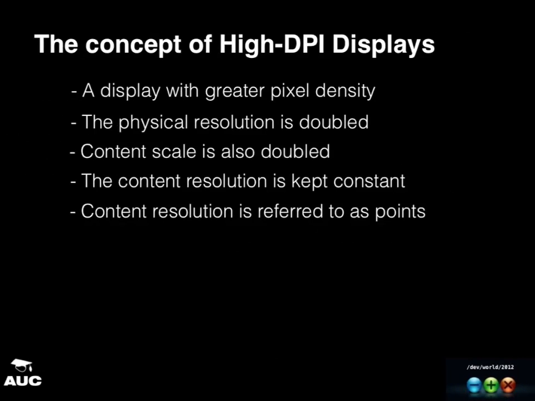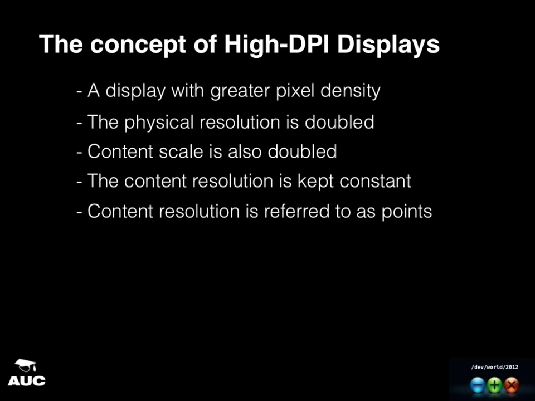Just to sum up, HiDPI displays are the same physical size, but with a greater pixel density. So it's basically the same size, but with more pixels. The physical resolution is doubled, but at the same time the content is also doubled. So physically you're not actually gaining any more space, but you're getting better definition, and that's it. The resolution is kept constant, which is really nice when you're having to translate it between two types of displays. From now on, I'll try and keep this in mind. It's referred to as points, not pixels, just because now you've got a disjoint between physical pixels and display pixels.